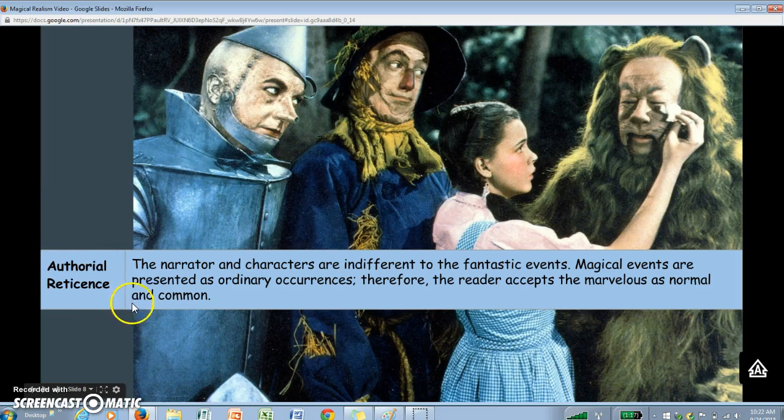This is authorial reticence. It's the idea that when the odd, fantastical element enters into reality, the characters don't run away screaming, they don't call the government, they don't freak out in any way. They might feel other emotions like curiosity, annoyance, anger, happiness, but they don't feel panic. They do not freak out about the fantastic event that occurs.